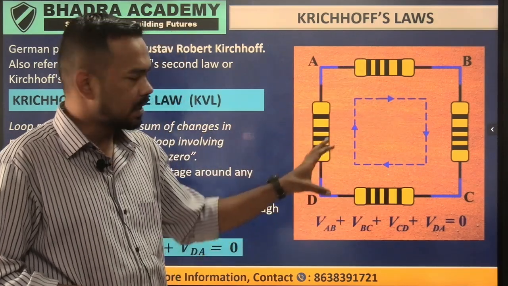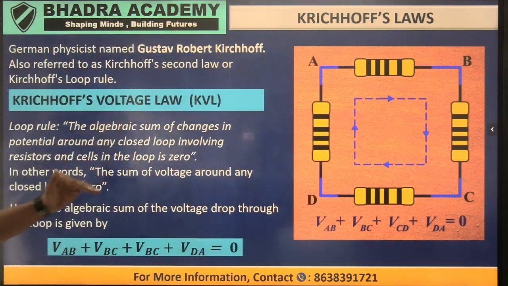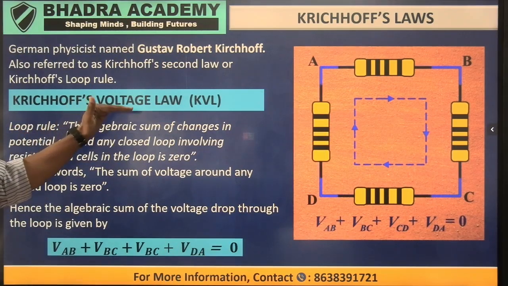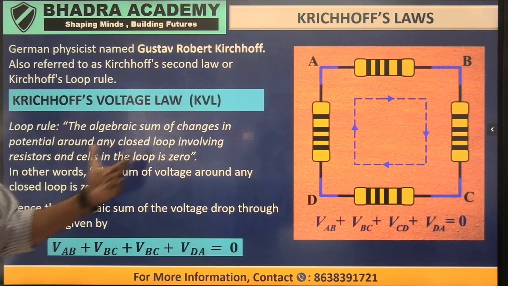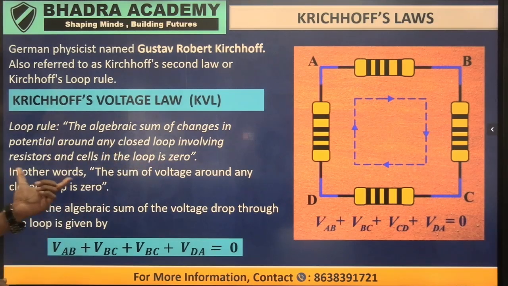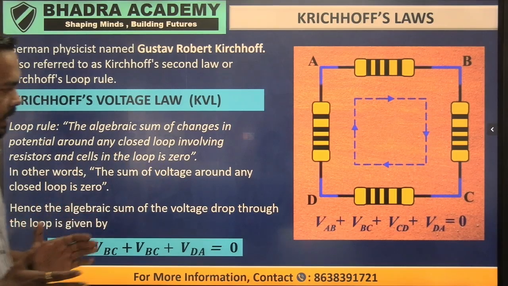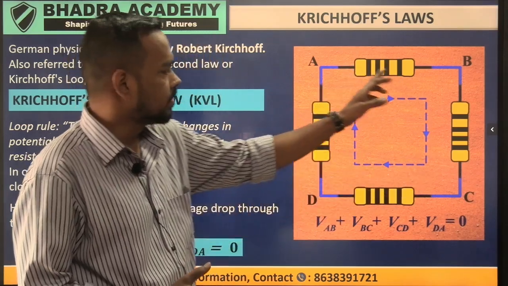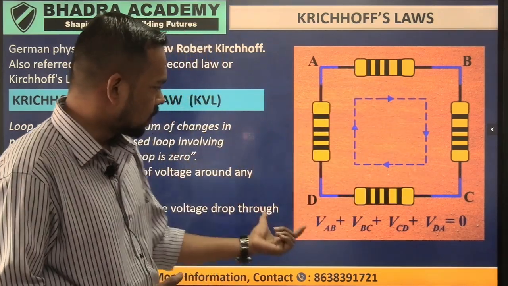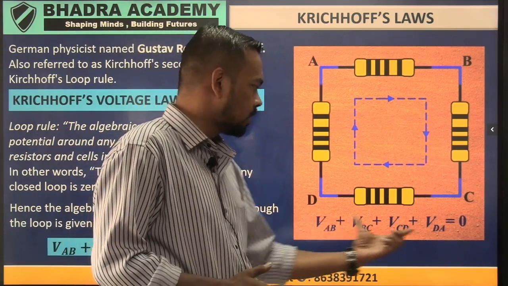A current circuit can be analyzed by the Kirchhoff laws, and by the loop rule and the voltage law we can see that the algebraic sum of the changes of potential around any closed loop involving resistors and other cells in the loop is exactly 0. In other words, the sum of voltage around any closed loop is 0. It means that if we take the voltage drop of all the resistors connected in this loop, the algebraic sum of the total voltage drop will become 0.